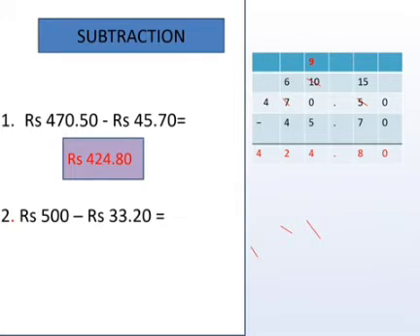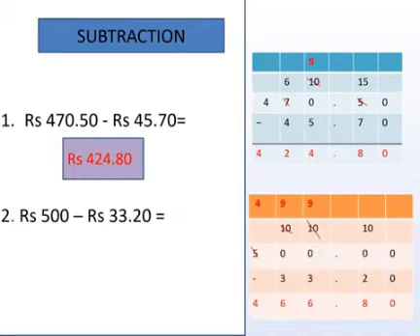Rupees 500 minus rupees 33.20, that is 33 rupees 20 paise. The first step is you need to arrange it properly, because 500 is a whole number. You don't have a decimal point there. So when you are arranging, keep the decimal point and add 2 zeros after that. Then below that you put the minus sign, then 33.20. After arranging the numbers, let us subtract.